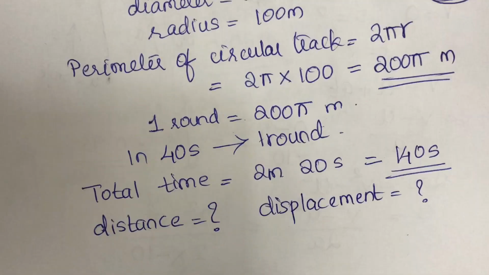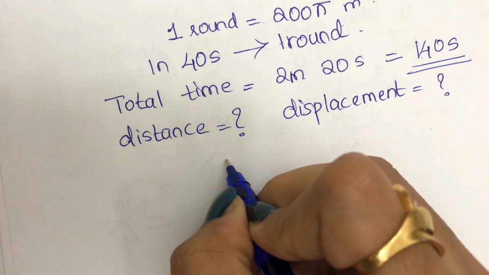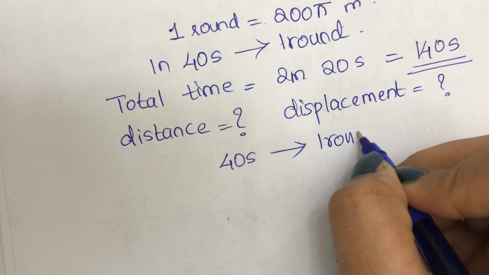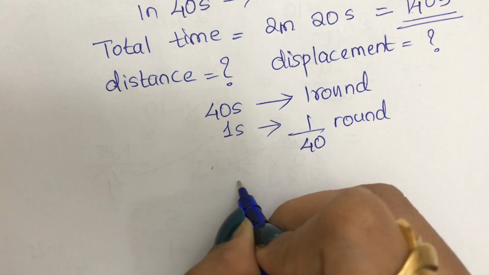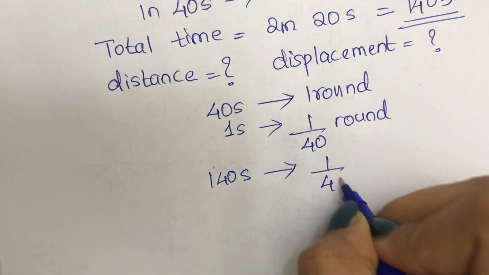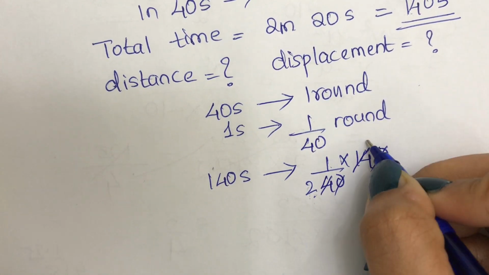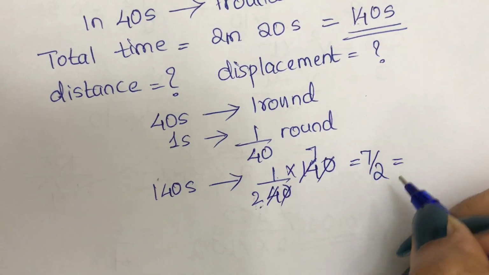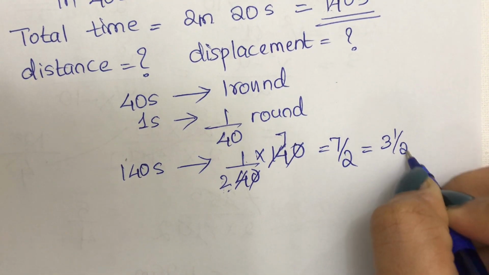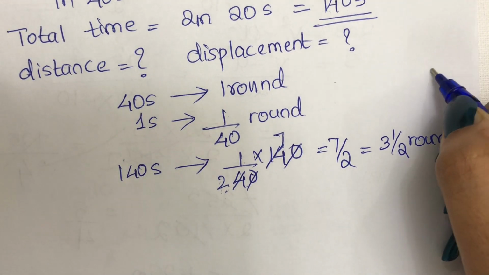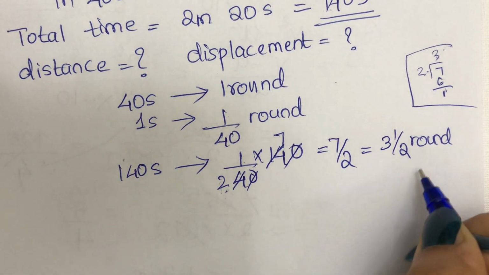In 40 seconds the athlete covered one round. The total time is 140 seconds. By the unitary method, in 1 second he will cover 1 by 40 round, right? So in 140 seconds how much will he cover? 1 by 40 into 140, that is 7 by 2 rounds. We have solved a similar case in our previous problem of this chapter. 7 by 2 is 3 and 1 by 2, so this will be 3.5 rounds.